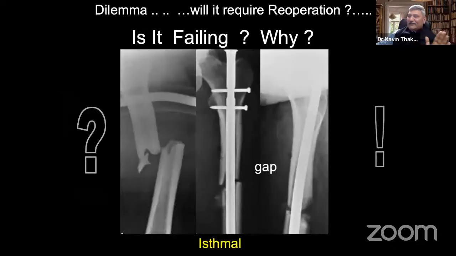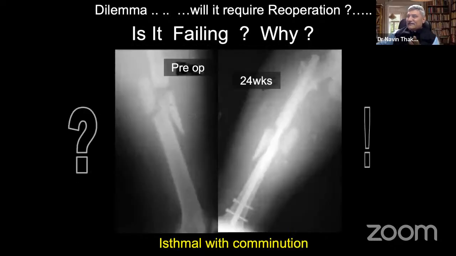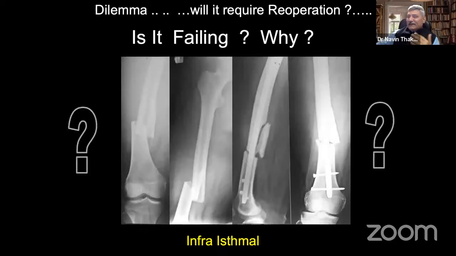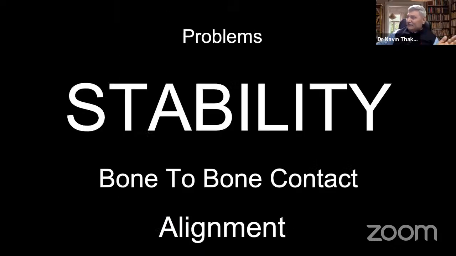And that typically is of a supraisthmal and infraisthmal problem due to stability. You can see here, is it failing? Why? Because there is an isthmal combination, which we have already talked of as a junctional fracture. It's a supraisthmal fracture. Again, you require good stability in this type of fracture. Again, infraisthmal, you know that you need good stability. You have to add something for stability. Only nailing will not work in this situation. You can do primarily, even a short plate will take care of two screws on either side.